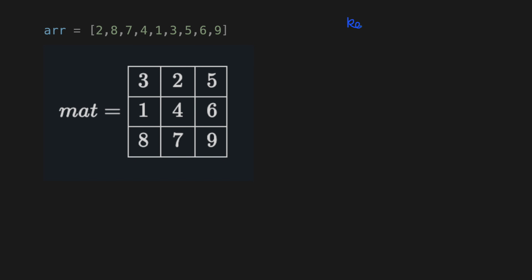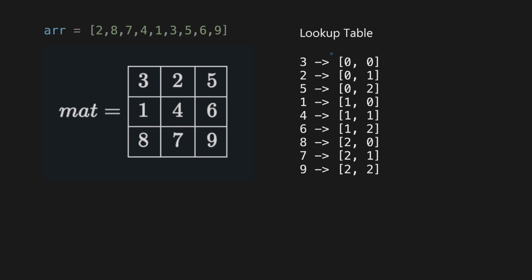So the key in the map will be the element and the value will be the coordinates. For example, for element 3, the key will be 3 and value will be (0, 0). For element 2, the key will be 2 and the value will be (0, 1) and so on. So this is how we will fill in the complete lookup table for the matrix. Next, as we iterate through the elements in the array, say with iterator i, we paint the corresponding cell in the matrix. If the cell's entire row or column is painted, we return the index i.